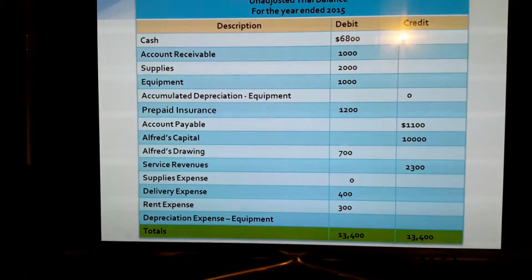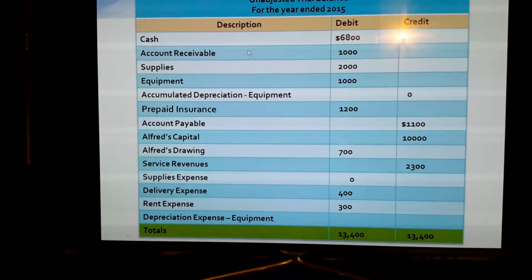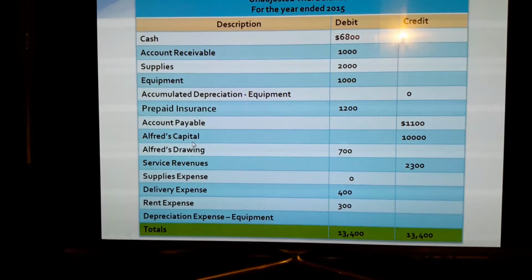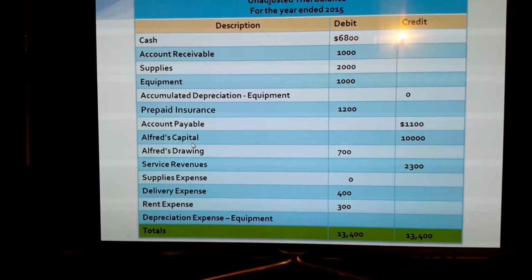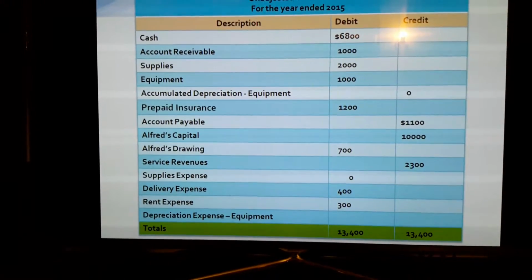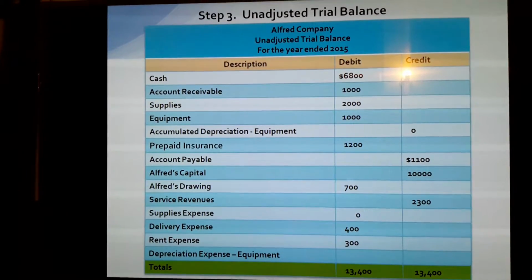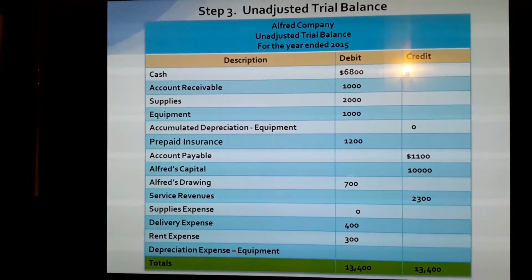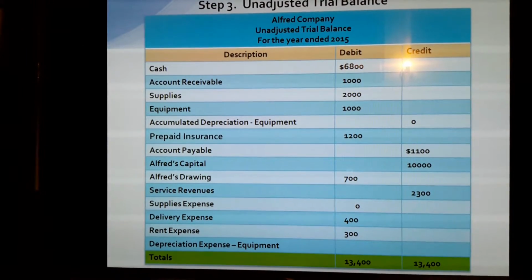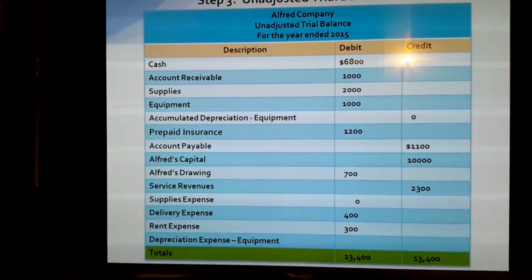So here is our step 3, the adjusted trial balance. This is a trial balance that, after journalizing everything before doing the adjustments, the list of all the accounts that we had is brought up to this trial balance, to this list. Okay, and it gives us this total. Okay, let's go.